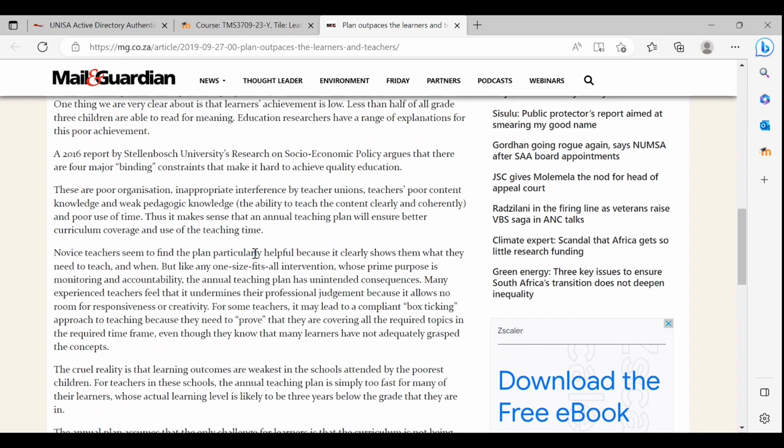But like any one size fits all intervention whose primary purpose is monitoring and accountability, the annual teaching plan has unintended consequences. Many experienced teachers feel that it undermines their professional judgment because it allows no room for responsiveness or creativity. For some teachers, it may lead to a compliant box-ticking approach to teaching because they need to prove that they are covering all the required topics in the required time frame, even though they know that many learners have not adequately grasped the concept. Yes, unfortunately, that is the case.